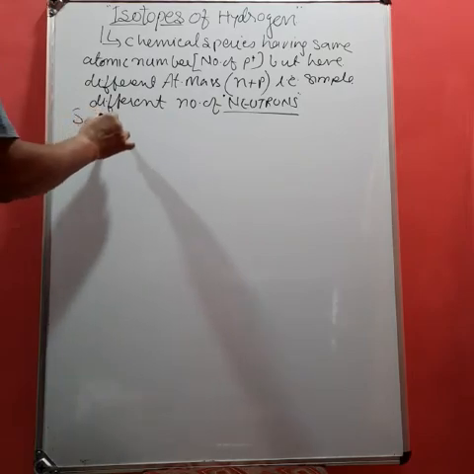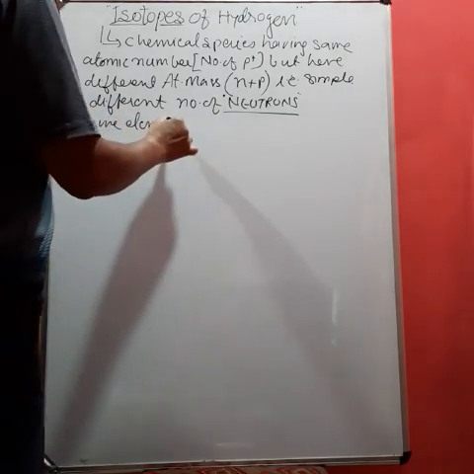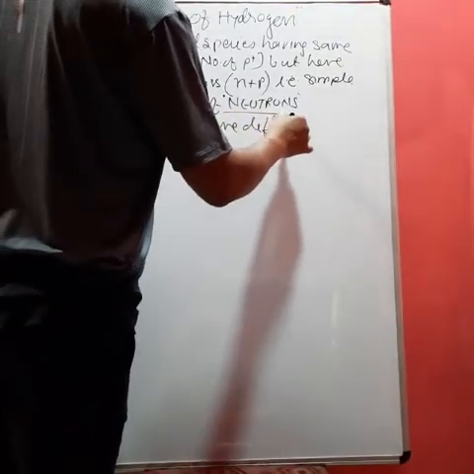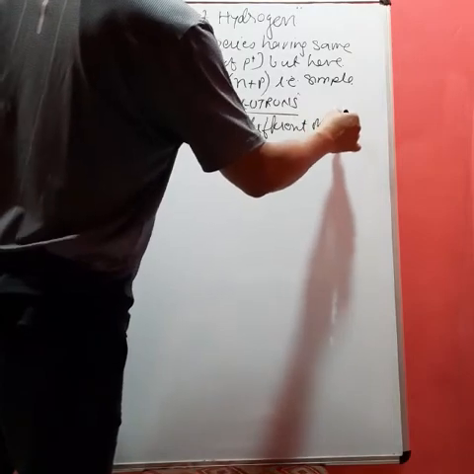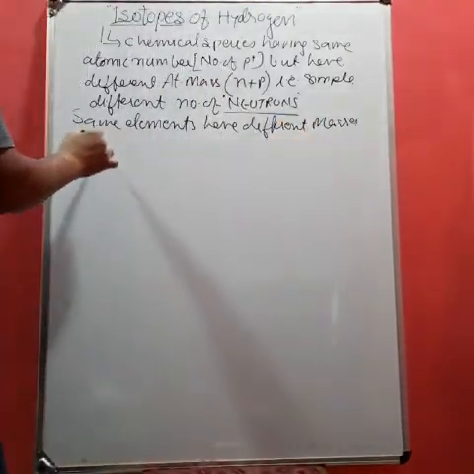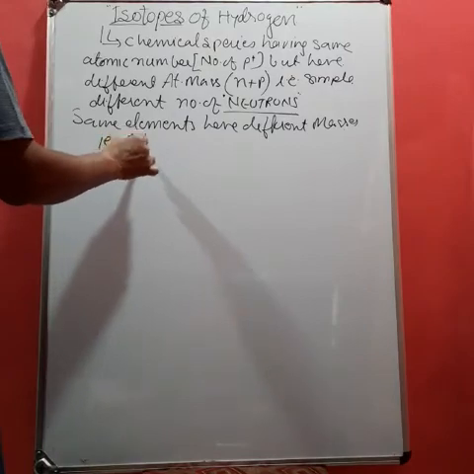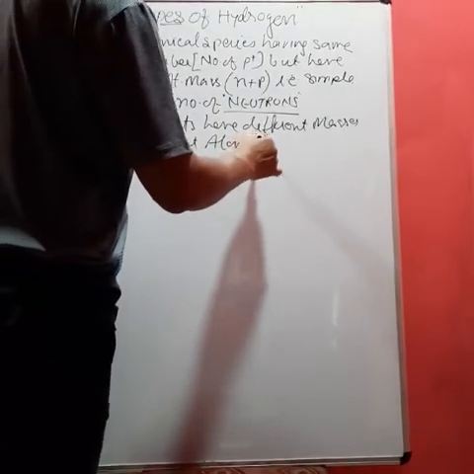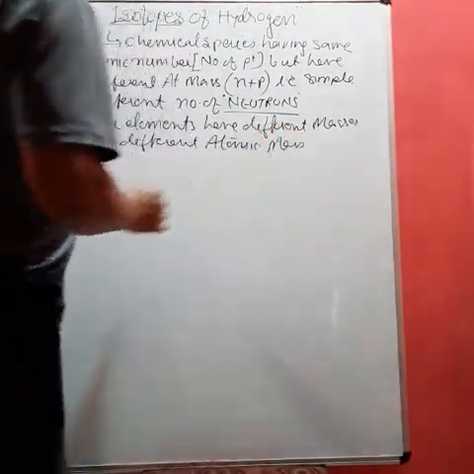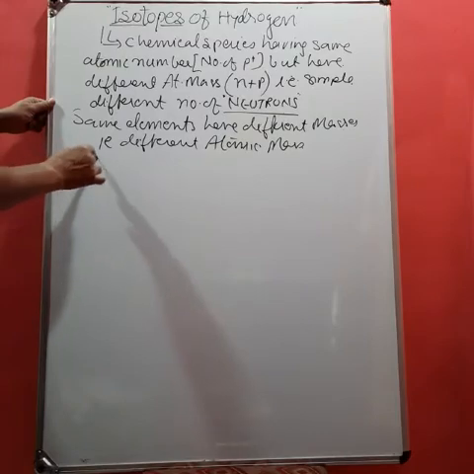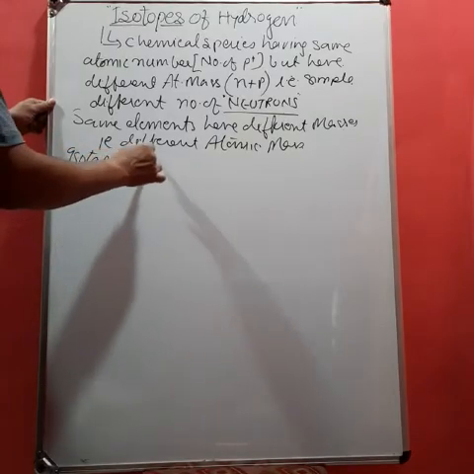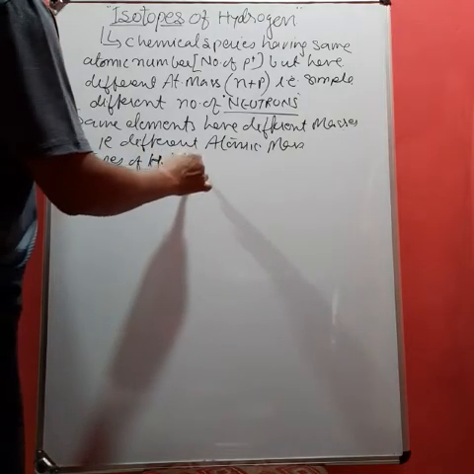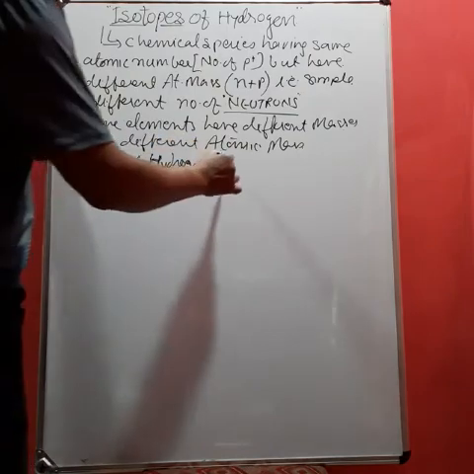Same elements have different masses, that is simply called different atomic mass. Isotopes of hydrogen: it has three isotopes.